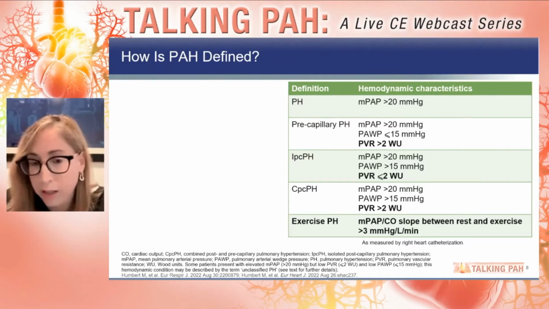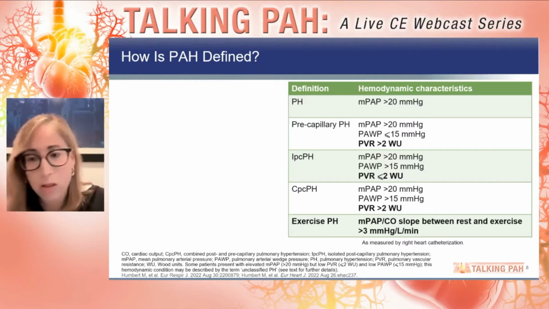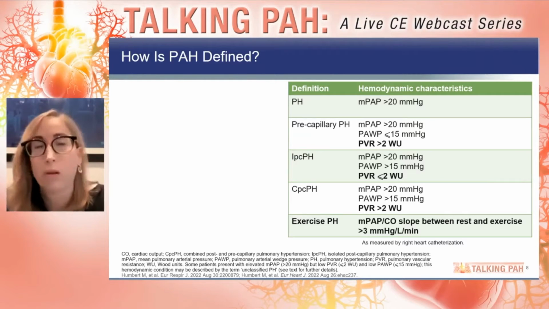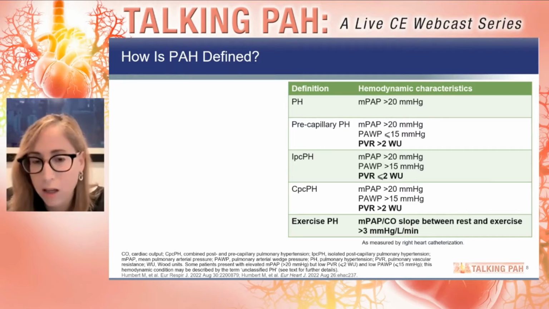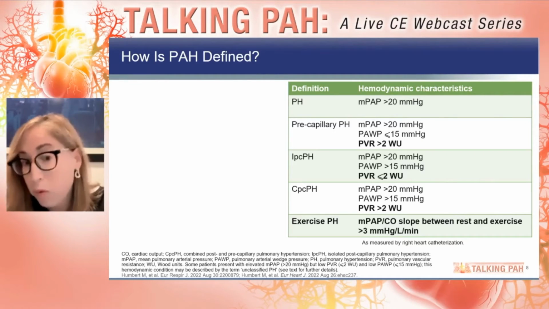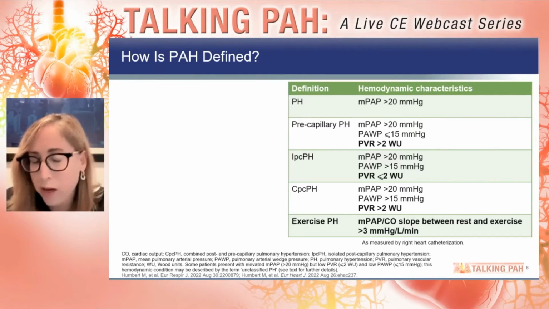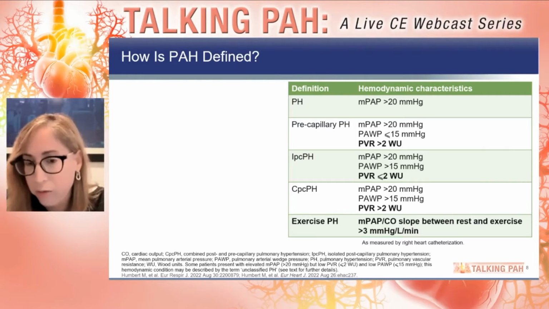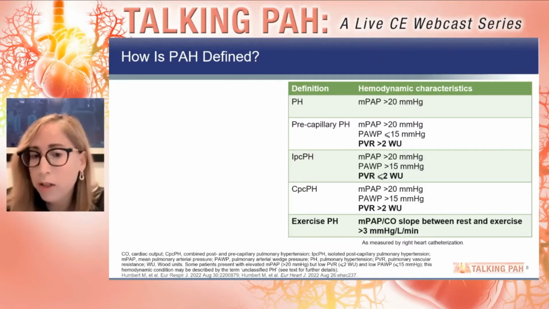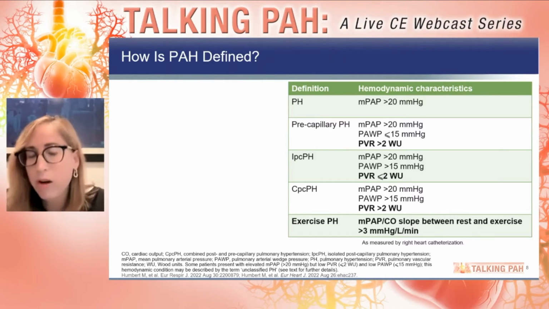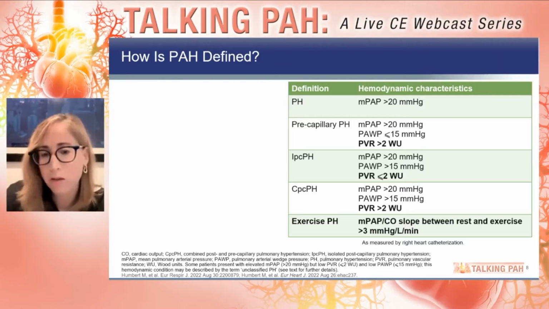And then the European guidelines added this exercise pH, which goes in and out depending on what year we're looking at this. I think that later Dr. Waxman's going to tell us how important it is sometimes to actually demonstrate the pressures with exercise, right? All of our heart caths are at rest, and some people clearly have an abnormal response of their pulmonary vasculature with exercise. The definition that they set was a mean PA pressure over the cardiac output slope between rest and exercise of greater than 3 millimeters of mercury.